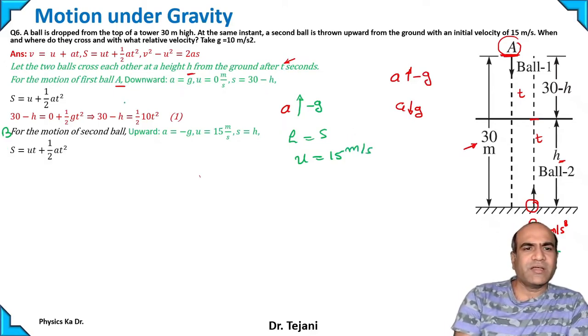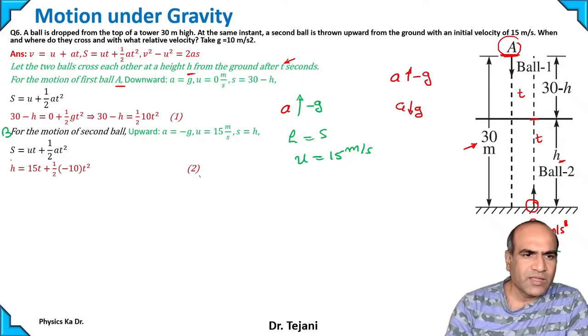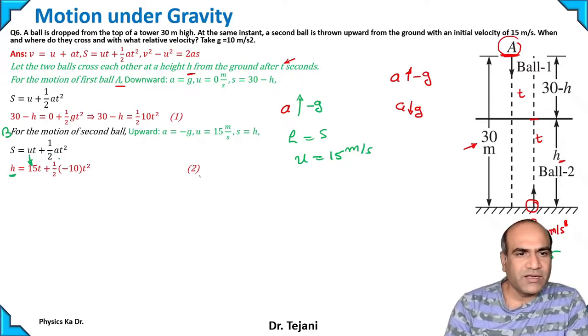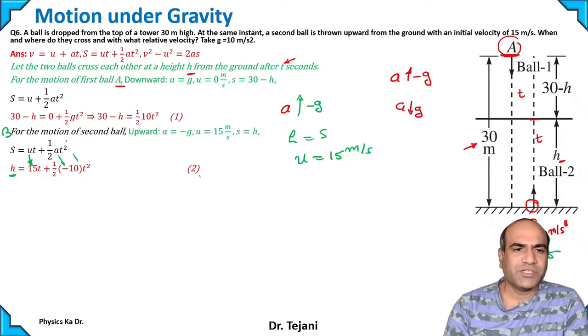Similar equation we need here. Again, put s is equal to h, initial velocity 15, acceleration negative, and the t. And we now have equation number 1 and 2. Great job.